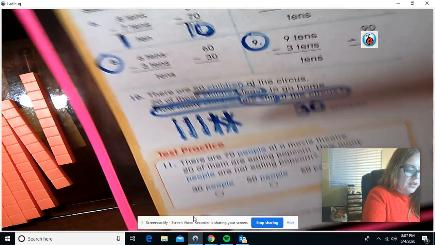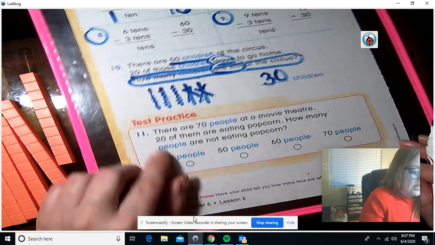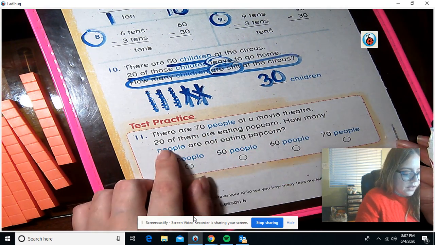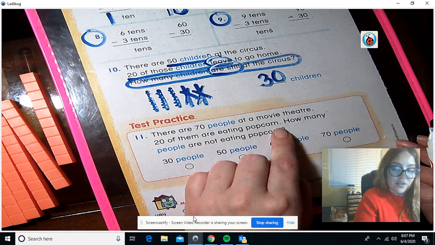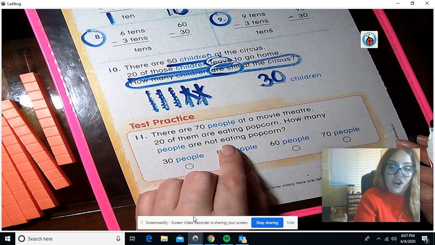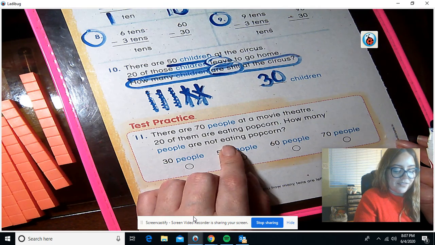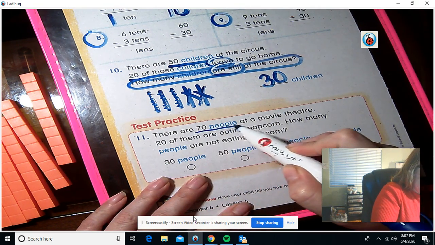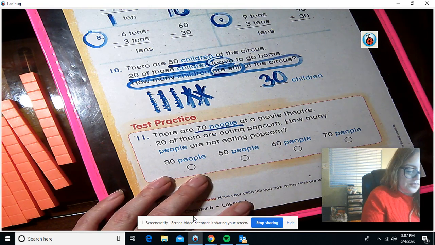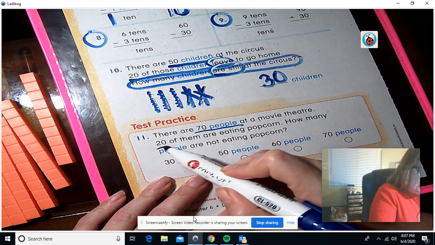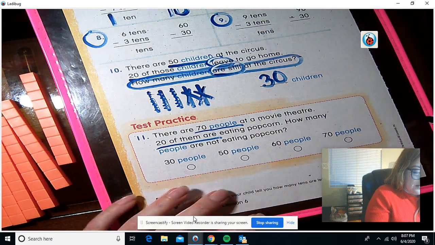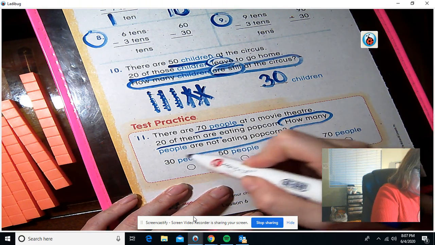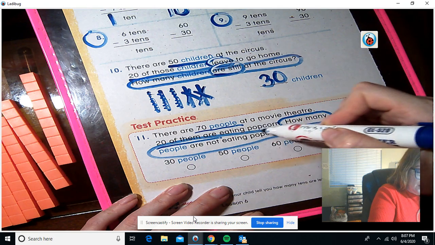Okay. Number 11 says there are 70 people at a movie theater. 20 of them are eating popcorn. How many people are not eating popcorn? So we know that there are 70 people at the movie theater. 20 of them are eating popcorn. How many are not eating popcorn?